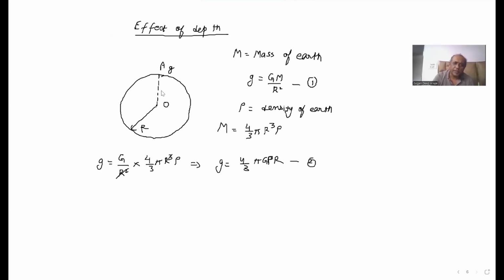Suppose you go to some depth d below the surface of Earth. So we have gone to another point B, which is at a depth d below the surface of Earth. Then g dash is the acceleration due to gravity at point B.